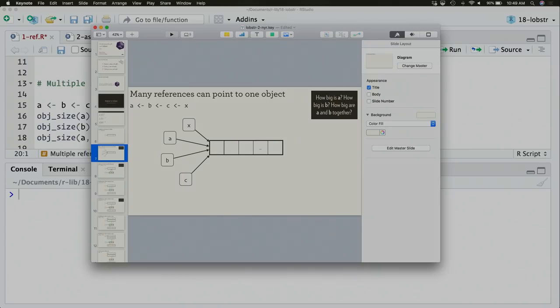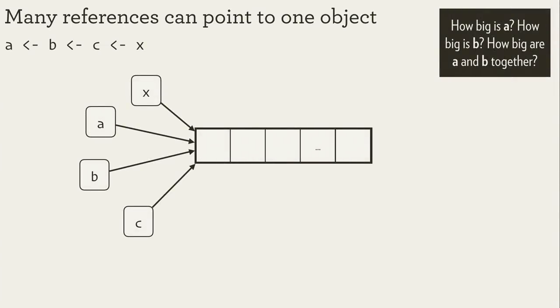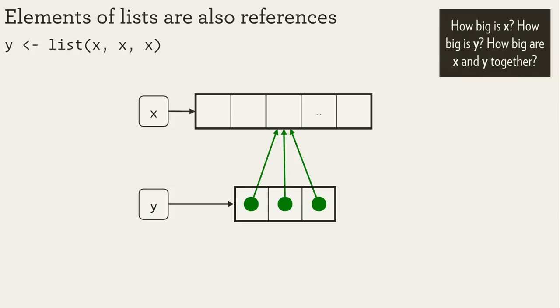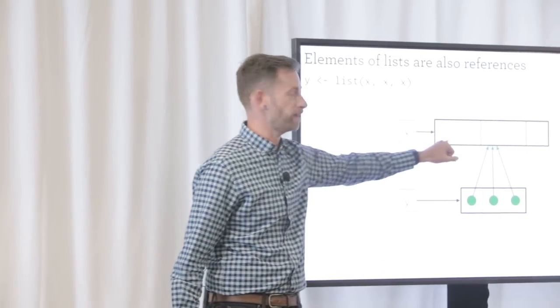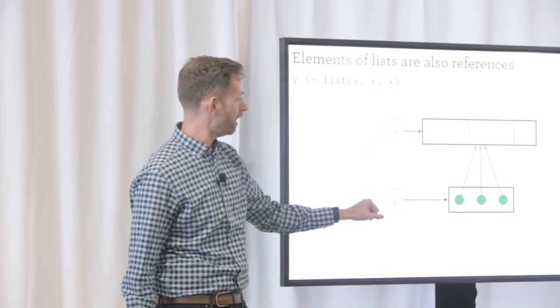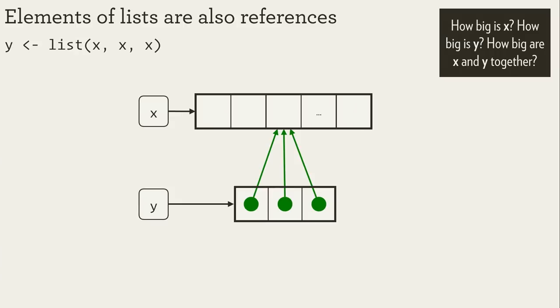Okay. So you can have multiple names referencing the same value. And that's also true of lists. When you create a list, R does not copy all of the things into that list, it just references them where they lie. So now when we ask how big is X, that's about 8 megabytes. How big is Y? That's also about 8 megabytes.